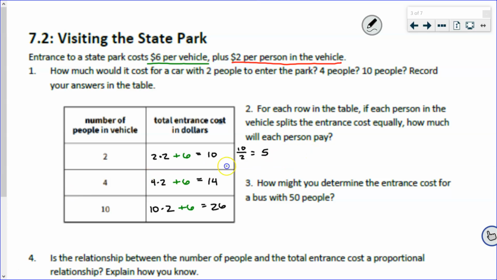Okay, what about this row in the table? $14 split 4 ways. Gabe? $3.50 per person. And what about this one? 10 people. $26 split among 10 people. That is going to be, Peyton, $2.60.